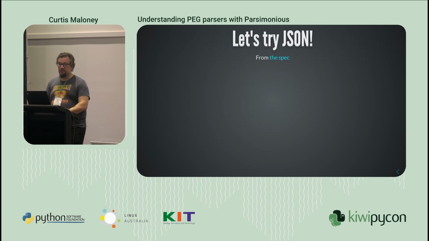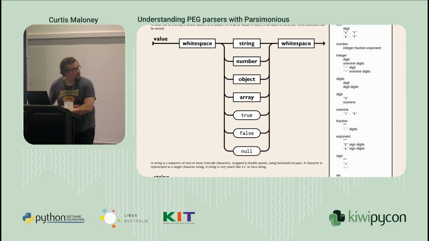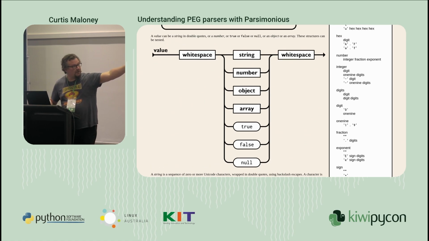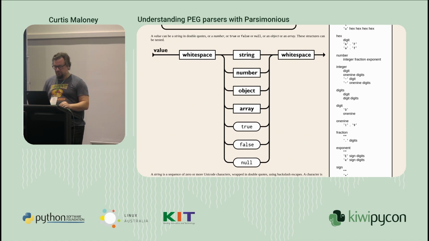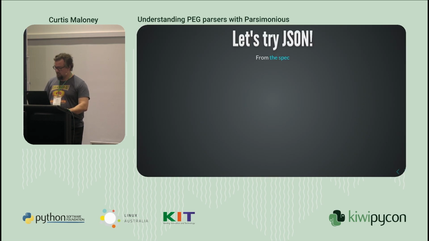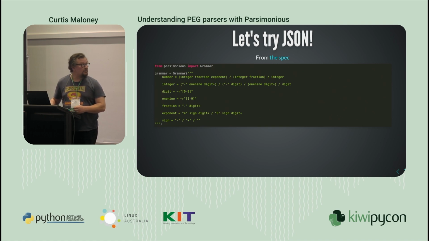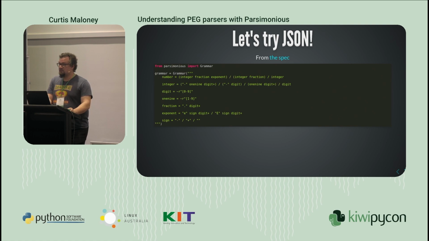Let's try JSON. Now, that's why I have this page up here. If you have a look on the right-hand side, you'll see that there's a description there in something looking like EBNF of how JSON interprets numbers. This is how you would write that in Parsimonious. And have I chosen the wrong colors? Is that readable from the back there? It's all good? No, not great? Sorry about that.